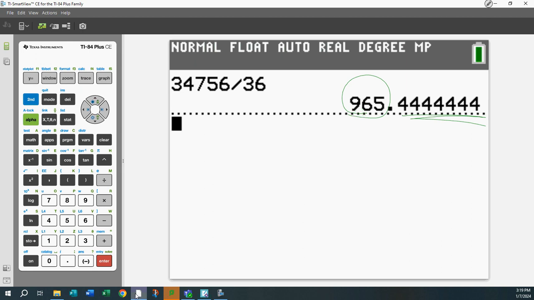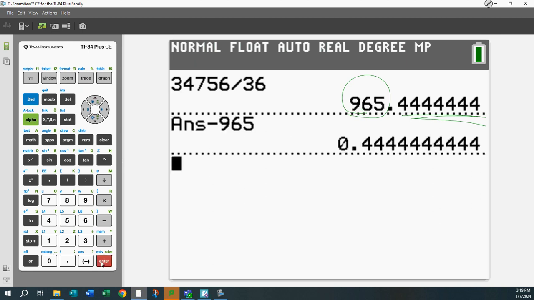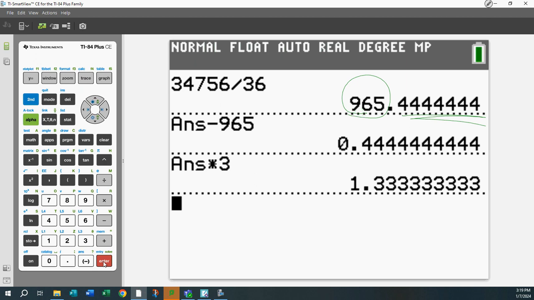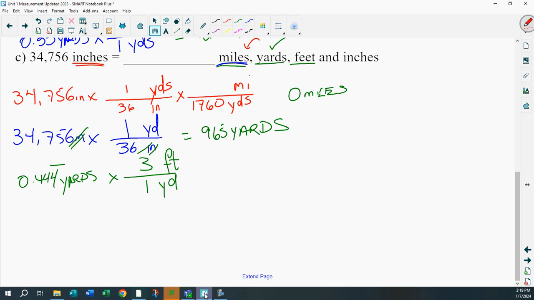Now I've got to get rid of the 965 first. Boom. And I'm going to multiply that remainder by 3. Boom. Look at this. I got 1. What does that mean? 1 what? Go back to here. Yards cancel out. That means I have 1 foot. Sweet. So feet is looked after.